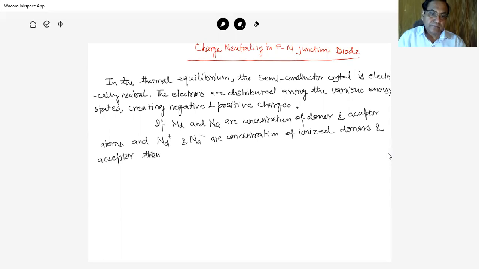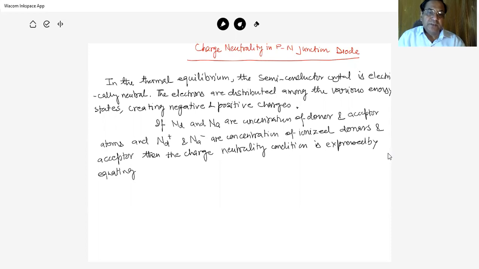Then the charge neutrality condition is expressed by equating the density of negative charges to the density of positive charges.